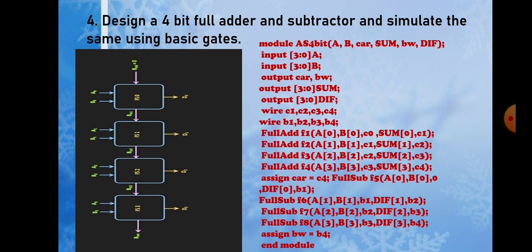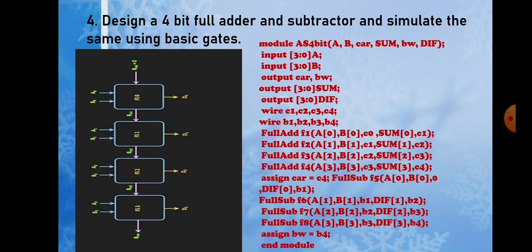We have a structural program here. As I explained in the last assignments, we have 3 types of Verilog programs, that is structural, behavior and data flow. Here it is structural because we have included the wires and the full adder designs and also assign. It's the combination of all 3 codes. So let's see the Verilog module code. Module adder subtractor 4-bit A, B, carry out, sum, borrow out, difference. Inputs are [3:0] A, [3:0] B. Outputs are carry out, borrow out, output [3:0] sum, output [3:0] difference.